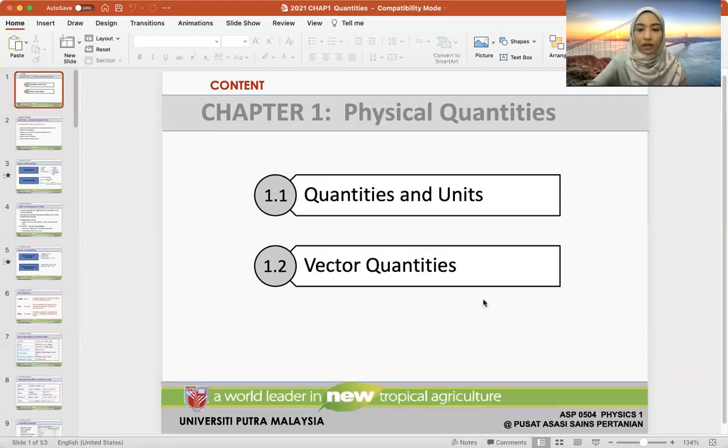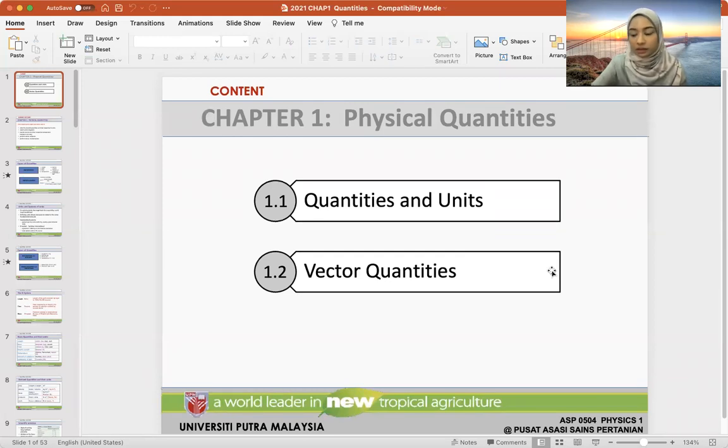Okay, so we are doing chapter 1. This is our first time learning physics at Asasi, Pusat Asasi Sains Pertanian with you guys. So today we're doing chapter 1, physical quantities. We have two subtopics in this chapter, which is quantities and units, and also vector quantities.